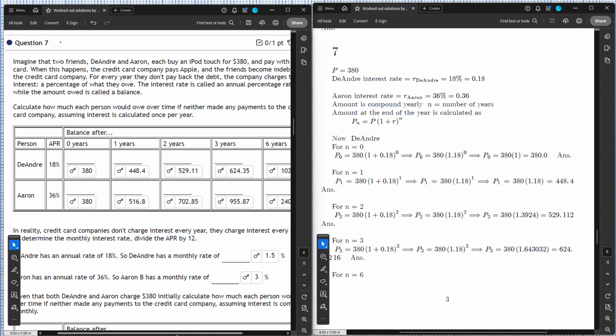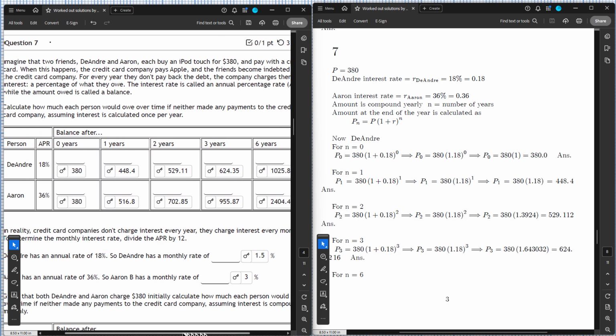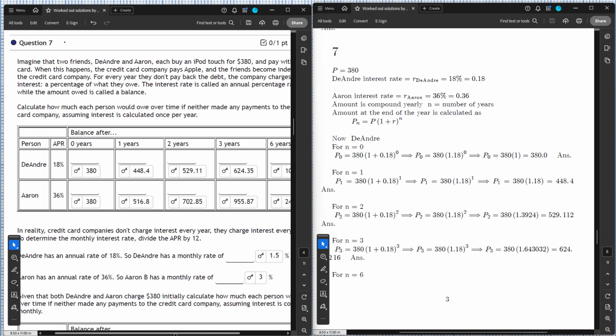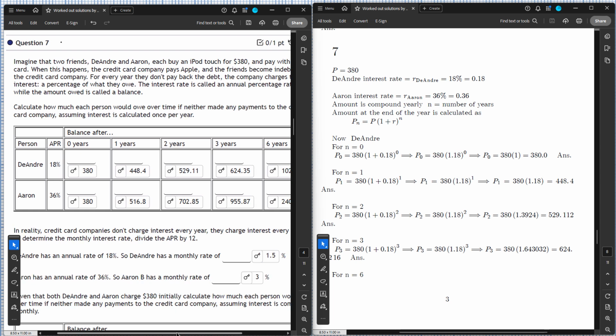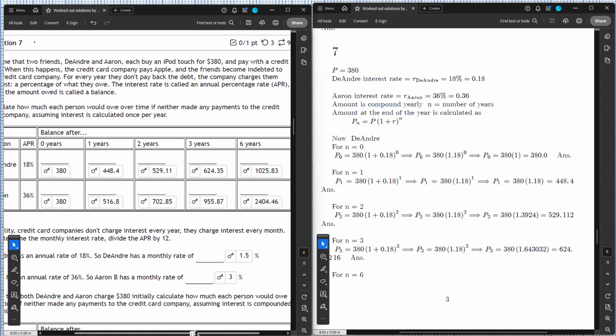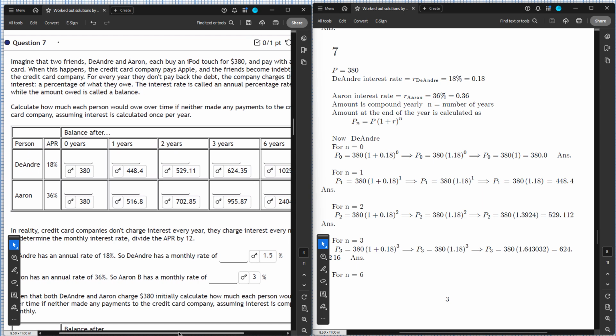Interest is a percentage of what they owe. The interest rate is called the annual percentage rate, while the amount owed is called a balance. Calculate how much each person would owe over time if they made no payments to the credit card company, assuming interest is calculated once per year.